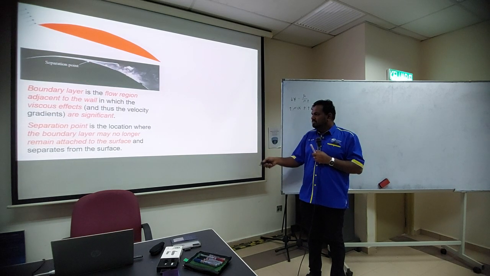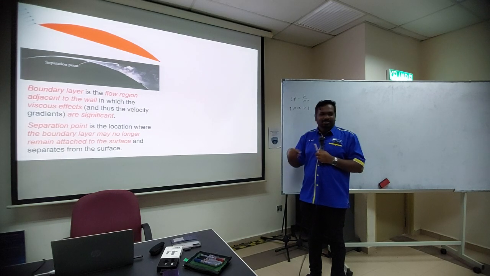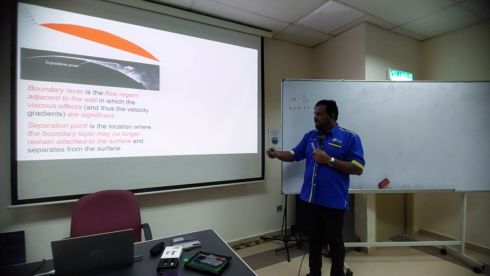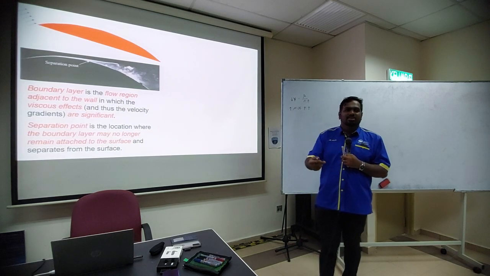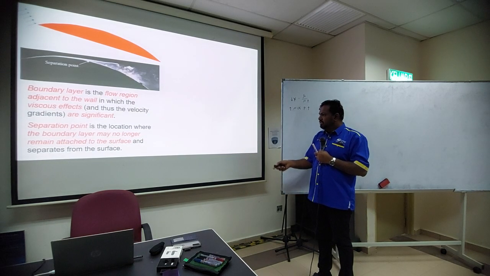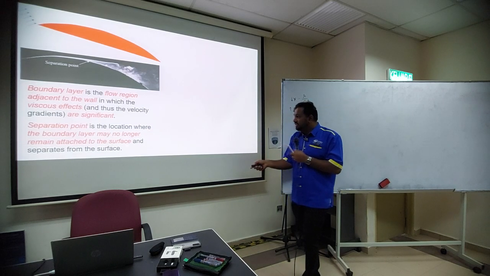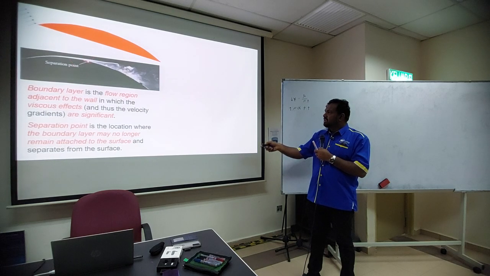Separation point is easy to understand, because that's the place where the separation will happen and the fluid will start to resume at a constant velocity. So the boundary layer may no longer remain attached to the surface and separates from the surface. Like this, it will separate and it will start to move.